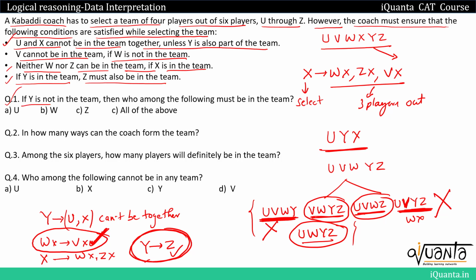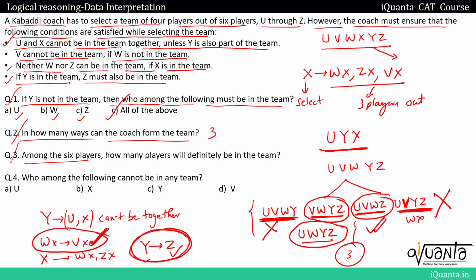First question is, if Y is not in the team, then who among the following must be in the team? So we'll choose the team in which Y is not there. If Y is not there, then we'll have U, V, W and Z. So we can have U, we can have W, we can have Z. So all of these will be the correct answer. Second question is, in how many ways can the coach form their team? So we have only 3 teams possible. So 3 will be the correct answer.